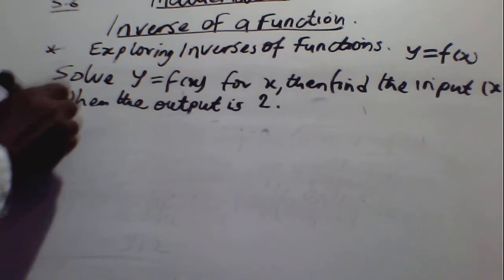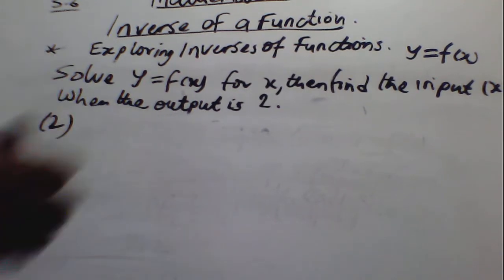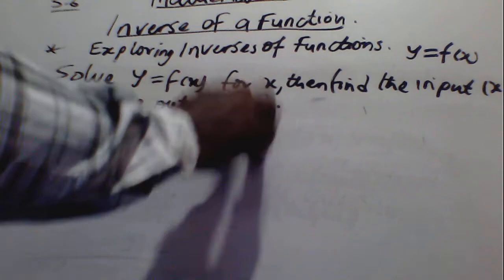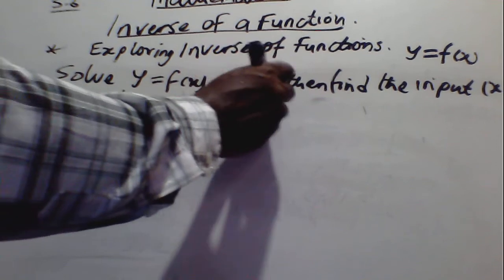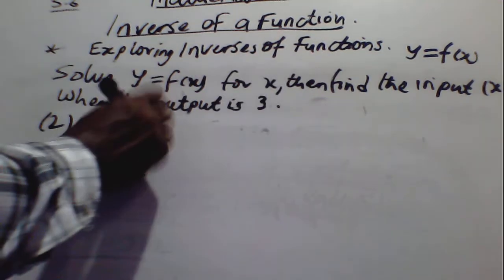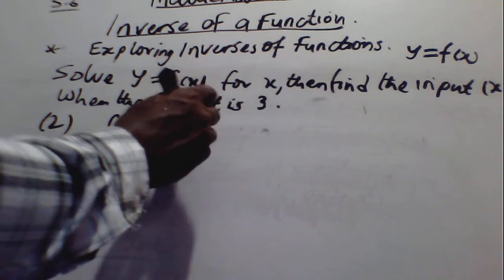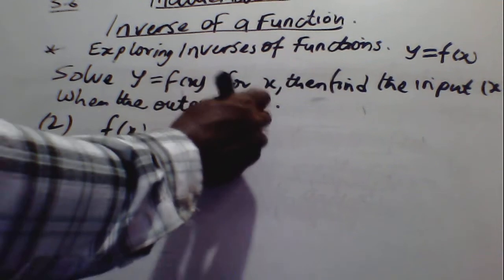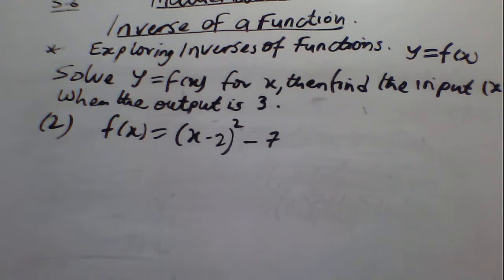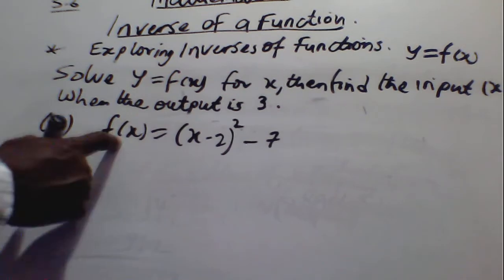So the second question, we are solving for x. Find the input when the output is 3. In this case, we have 3. For our second question, we have f of x equals x minus 2 raised to power 2 minus 7. You were asked to find the input x when the output is 3.